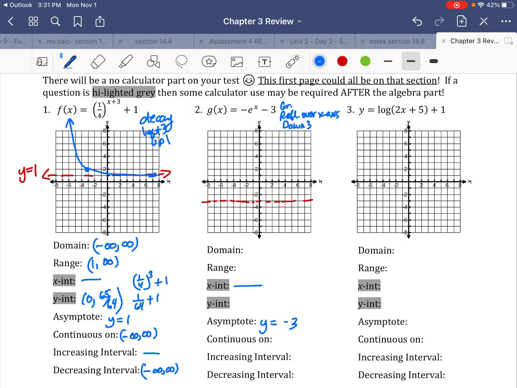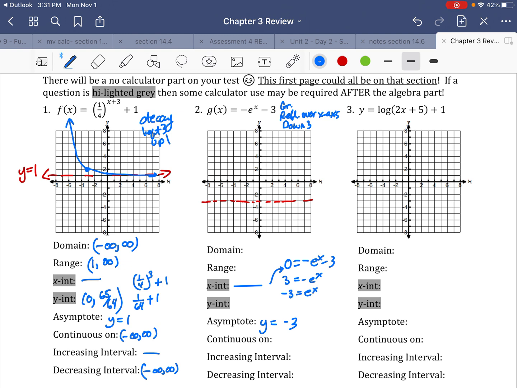Now, one reason that I do not have an x-intercept is also this. When I do an x-intercept, I plug in 0 for y. So let's try to do that, just to prove it to you. I plug in 0 equals -e to the x, minus 3. So I move 3 to the other side, so 3 equals -e to the x. Then I divide by -1, so -3 equals e to the x.